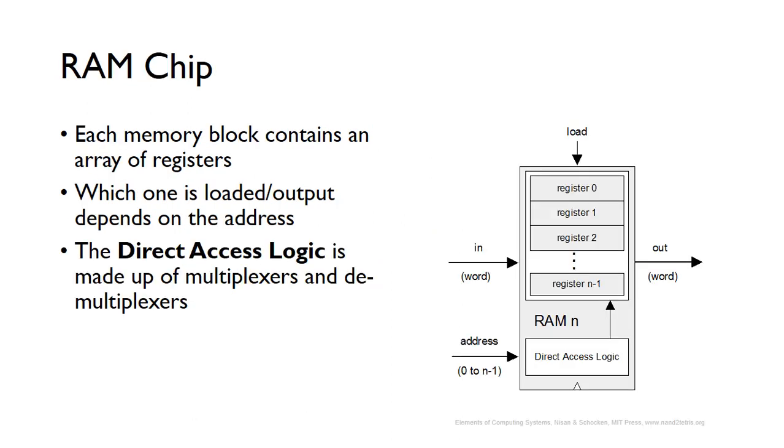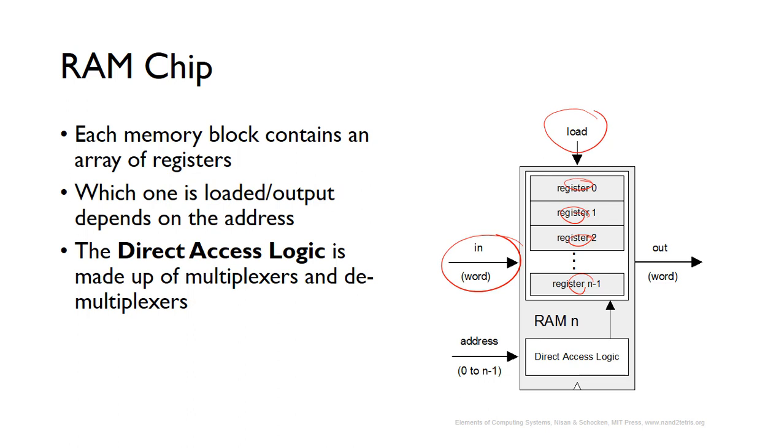You're going to be building the RAM chip. Each RAM chip is just a memory block, and it contains an array of registers. The number of registers depends on the size of the RAM chip. We've got an input we put into this memory block, then we can store it in one of these multiple registers inside. Which register we store it in depends on a load bit, as we've seen before.